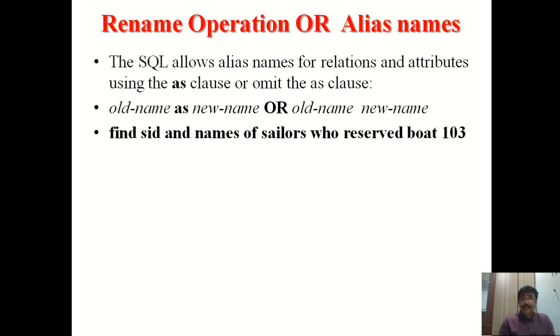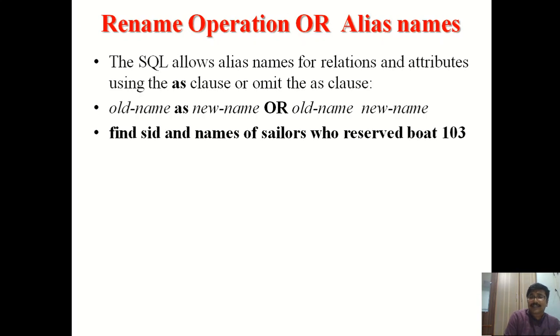Find SID and names of Sailors who have reserved boat 103. In the previous queries, one query was to find the SIDs of Sailors who reserved boat 103, and one query was to find the names of Sailors who reserved boat 103. But this query needs SIDs and names of Sailors who reserved boat 103. First we can analyze this query by reading it multiple times. SID and names of Sailors who reserved boat 103. So we need to display SID and S name.